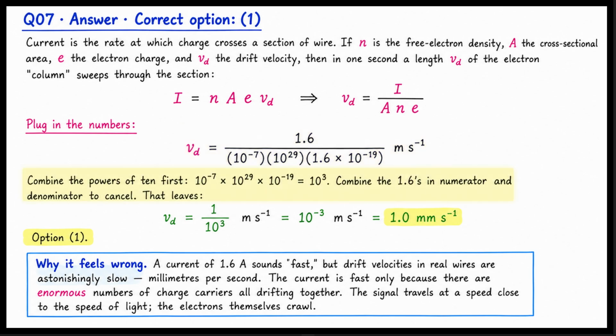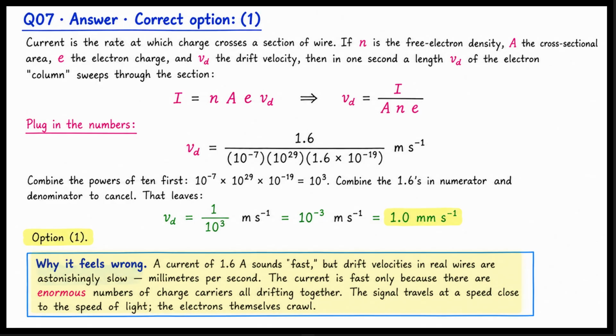Combine the powers of 10 first. 10 to the minus 7 times 10 to the 29 times 10 to the minus 19 is 10 to the 3. Combine the 1.6's in numerator and denominator, they cancel exactly. That leaves 1 over 10 to the 3 meters per second, which is 10 to the minus 3 meters per second, or 1 millimeter per second. Option 1. Here's the punchline, and it is the memorable part.